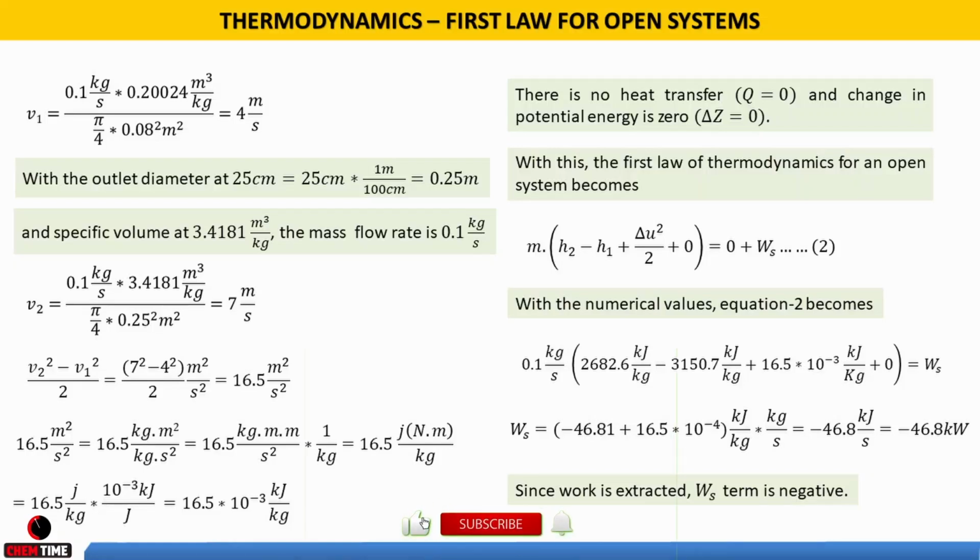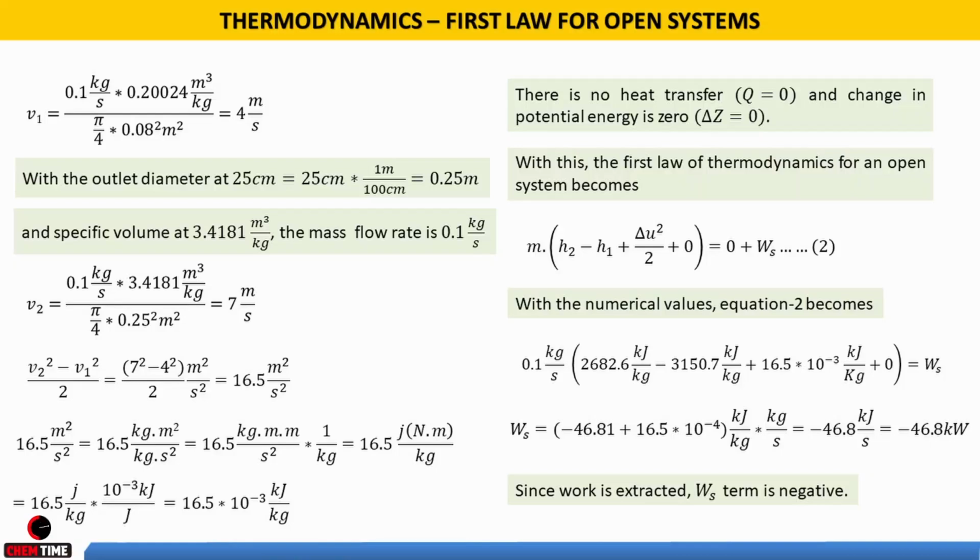Now, the units of meter square per second square can be expressed in kilojoules per kg. This can be done by multiplying the numerator and denominator of 16.5 meter square per second square by kg. So, as a result, 16.5 meter square per second square becomes 16.5 kg meter per kg second square. This can be written as 16.5 kg meter per second square into meter into 1 by kg. All of us know kg meter per second square is Newton, Newton meter is joules.